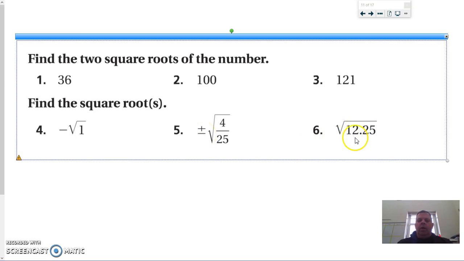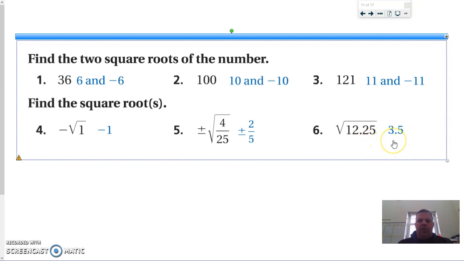In this one, I know that the square root of 9 is 3. I know that the square root of 16 is 4. So my 12 and 25 hundredths is between 9 and 16. So I would try 3.5. 3.5 times 3.5 does give you the answer of 12 and 25 hundredths. So the square root of 12 and 25 hundredths is 3 5/10.